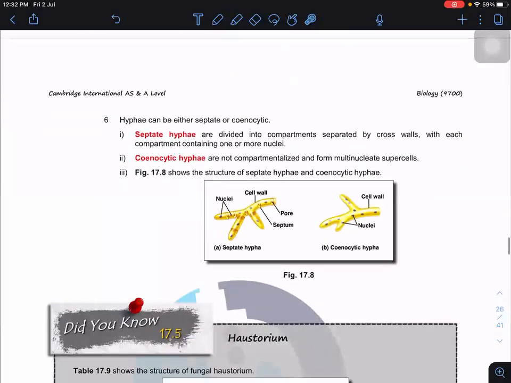So hyphae can be either septate or coenocytic. What does it mean? Septate hyphae means there are partitions, but coenocytic hyphae have no partitions.